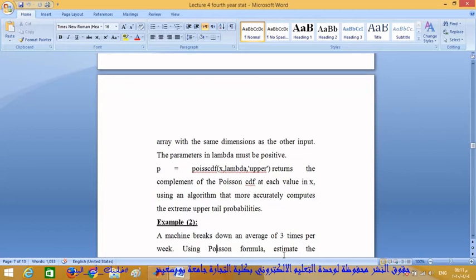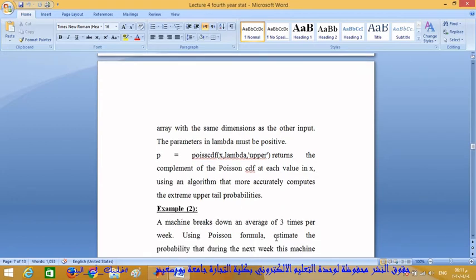Example 2. A machine breaks down an average of 3 times per week. This is the lambda, or the parameter, or the mean, and the interval is 1 week. One week is the interval, and 3 is the number of breakdowns, okay.